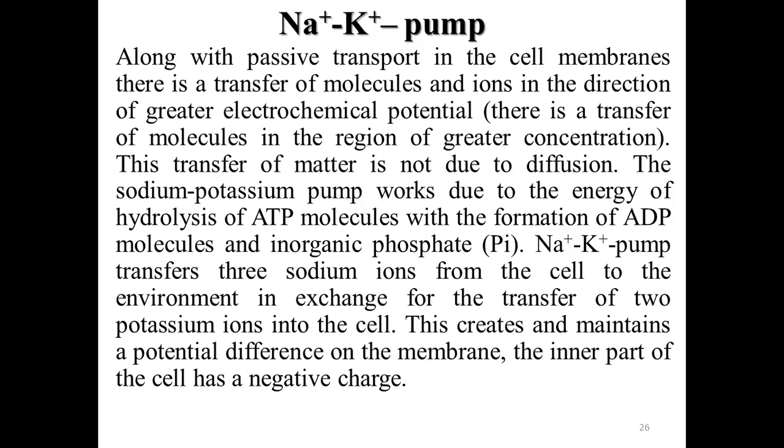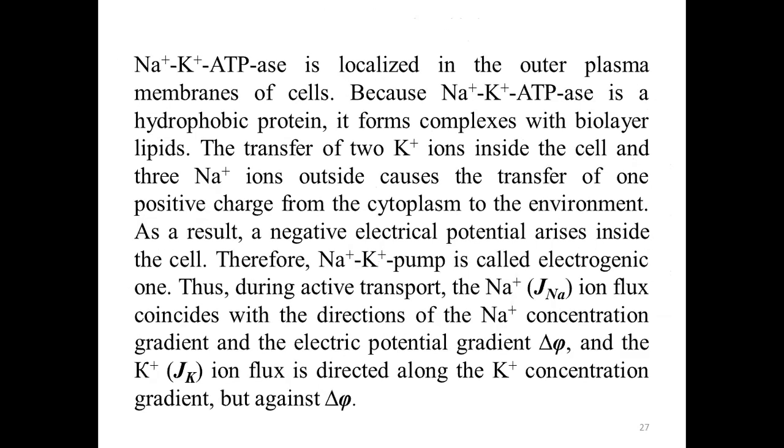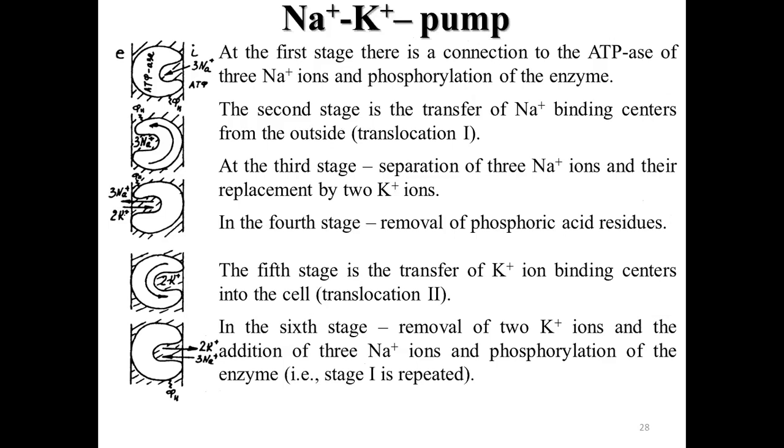The sodium-potassium pump transfers 3 sodium ions from the cell to the environment and in exchange transfers 2 potassium ions into the cell. And this creates and maintains a potential difference on the membrane. The inner part of the cell has a negative charge. Here you can see the scan of these processes from first to sixth stage, and then the stages are repeated again.